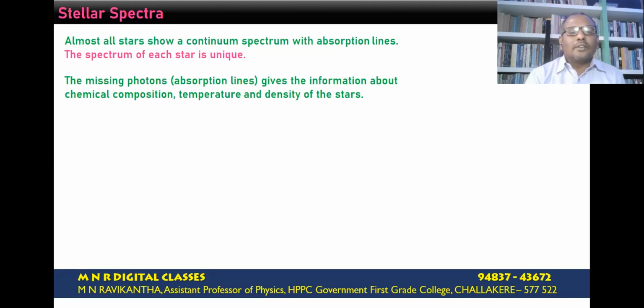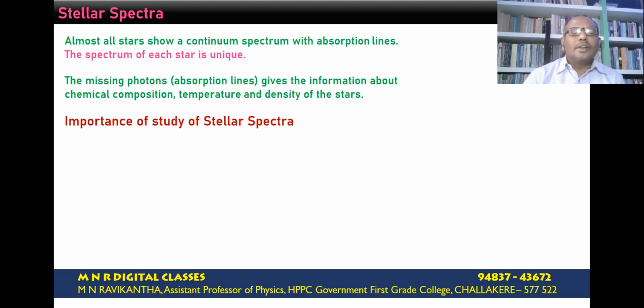Almost all stars show a continuum spectrum with absorption lines. The spectrum of each star is unique. No two stars can have identical spectra. The missing photons, that is the absorption lines, give the information about the chemical composition, temperature, and density of the stars.